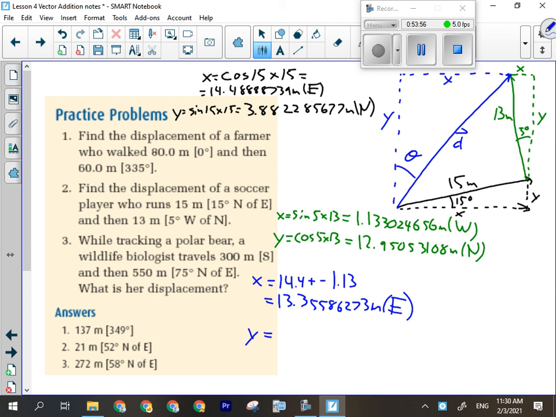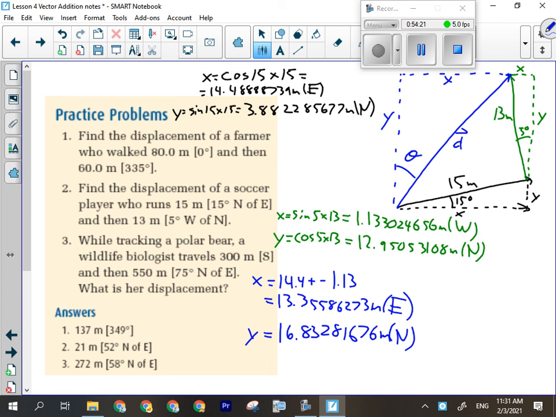So that's going to be 3.88228567 plus 12.95053108. Okay, so we're looking at a y component here of 16.83281676 meters, and that's north.